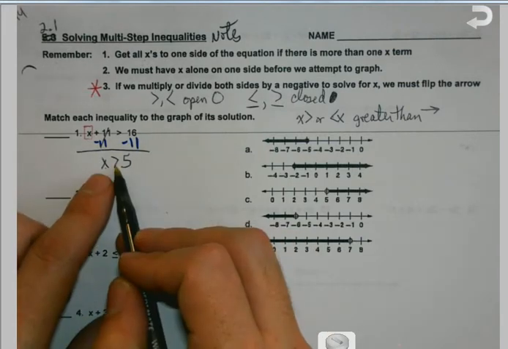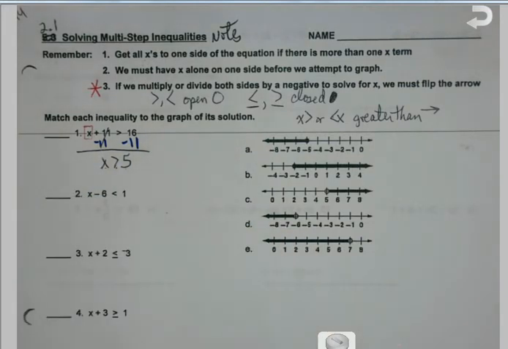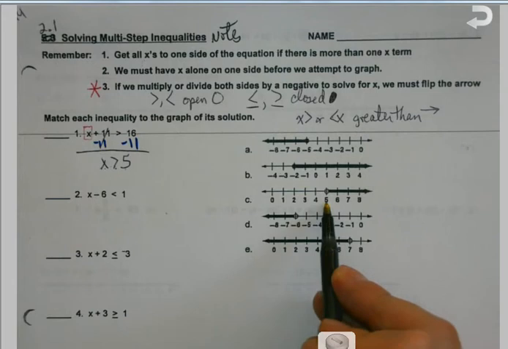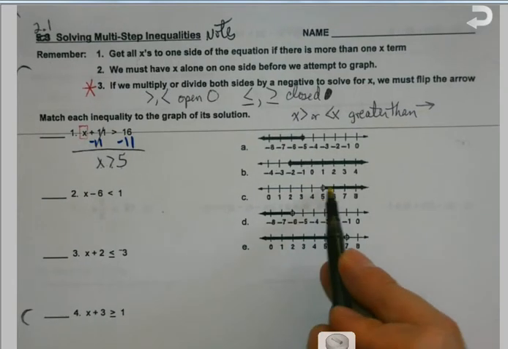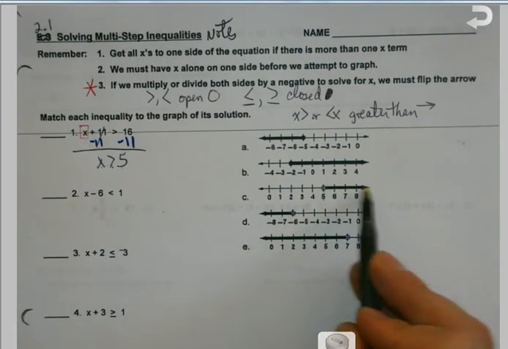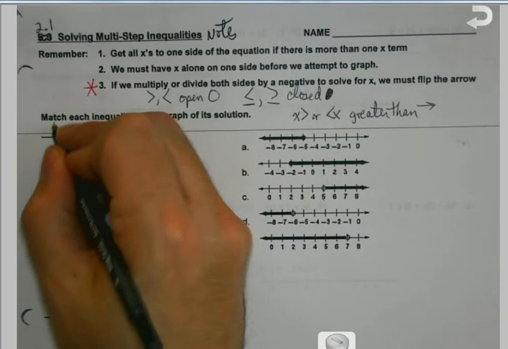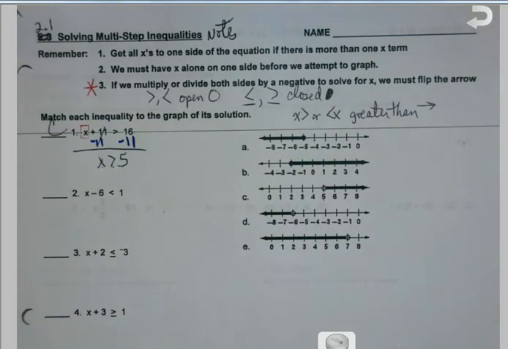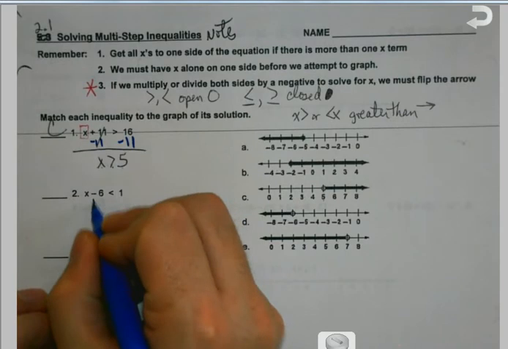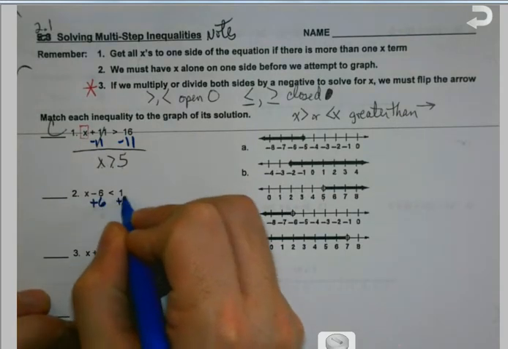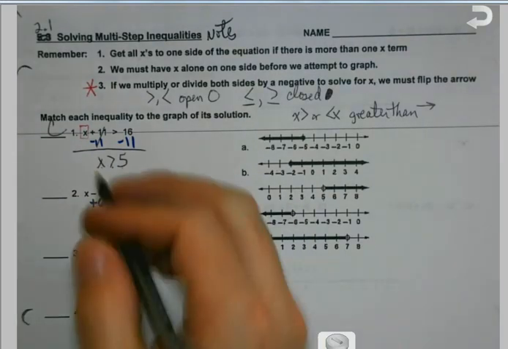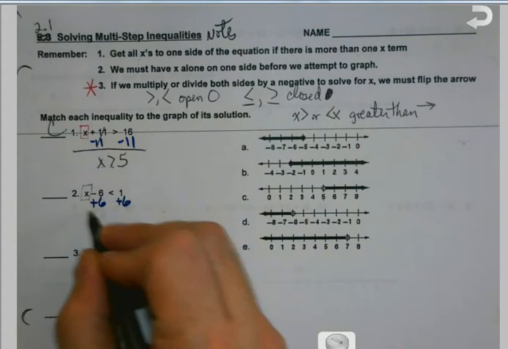This is a greater than. X is greater than 5. The numbers are going to get bigger. So here's one where the circle's at 5, and the arrow's got numbers that are getting bigger. So it would match up with my graph C. And again, this is nice because if you're even doing your own graphing, you're going to have a good example to kind of look at. When we're doing any of these, I do my opposite to get my x by itself.